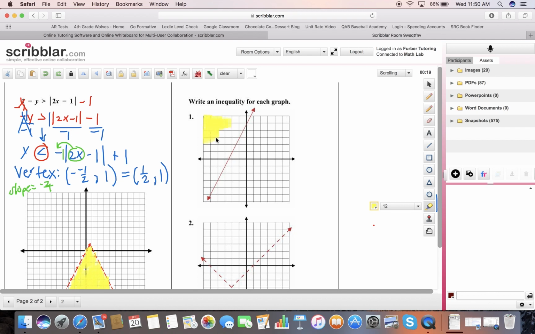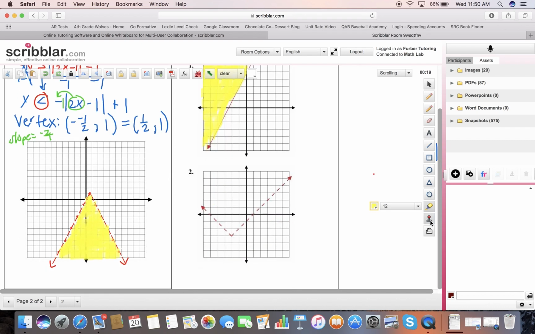But I want you at home on this page to shade above this line that is drawn in. And then for this one, I want you to shade below the line that was drawn in. So we're going to begin with this, and we're going to determine from the graph what the equations should look like, okay?